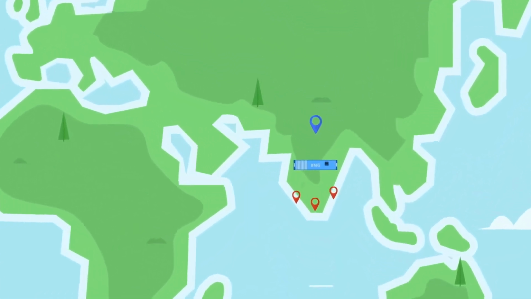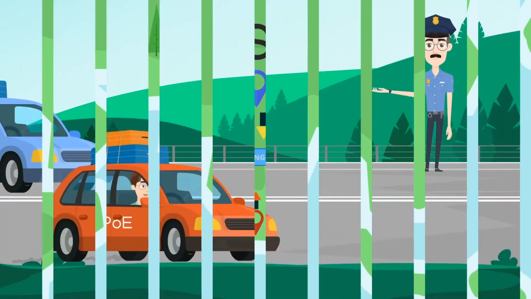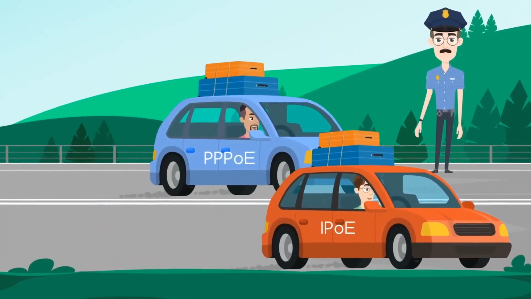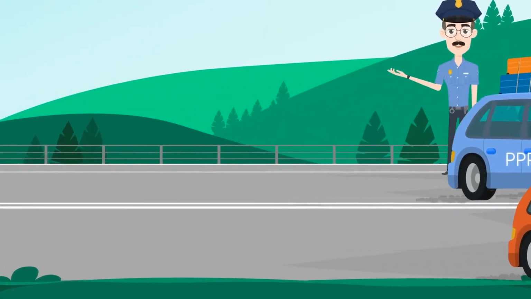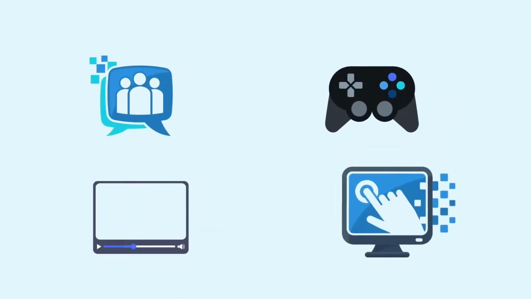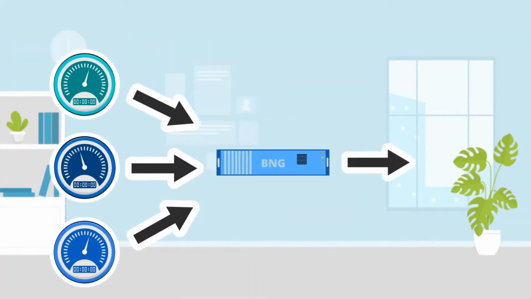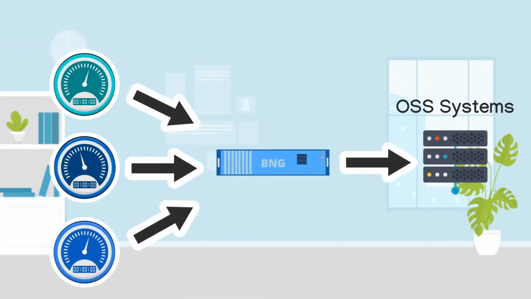A BNG, or Broadband Network Gateway, acts as the access point for subscribers to connect to the broadband network, and BNG authenticates its subscribers connecting over PPPoE or IPoE. Then it authorizes them to establish subscriber sessions so that they can connect to the internet, where they access various services, such as accessing social media, gaming, watching movies, or connecting to their office VPN. During this time, BNG will be sending the subscribers' usage accounting information to the OSS system.